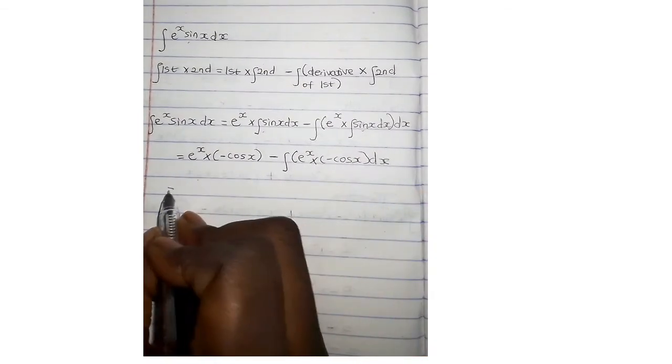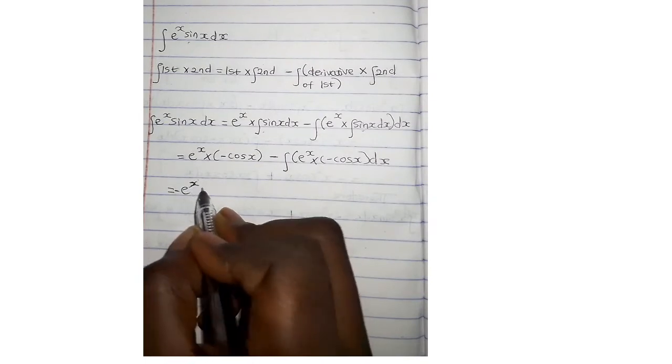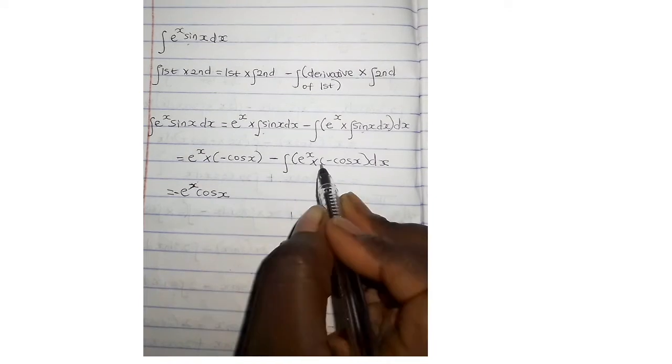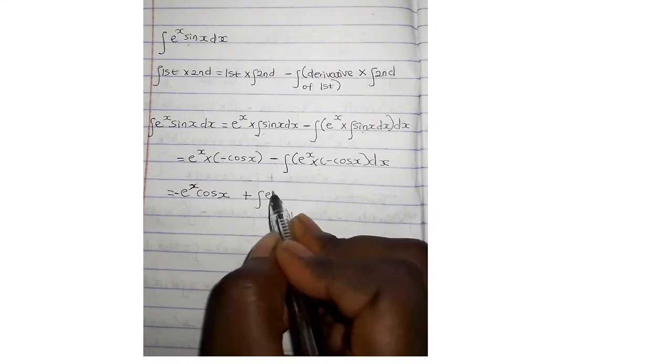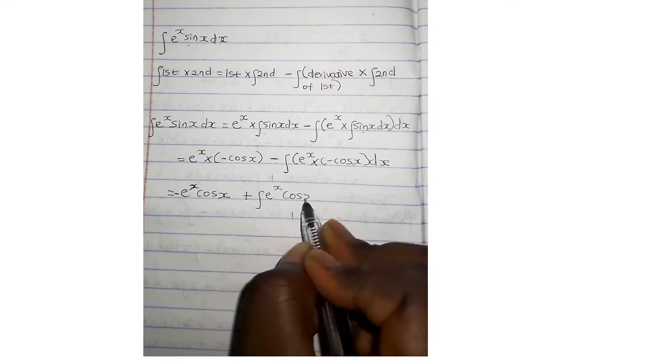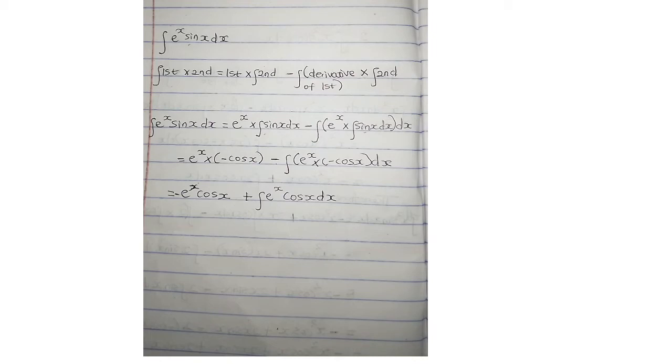So we're going to have now negative exponential x cos x. When this multiplies, it's going to come plus, so we have plus the integral exponential x cos x dx. Now looking at this function, we're having a second integral here, which is now a product function. So we're going to apply the rule to the second integral.